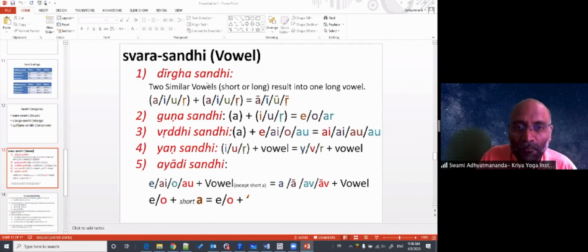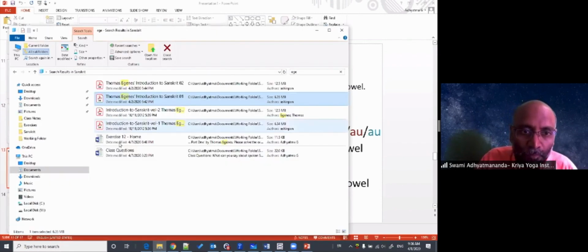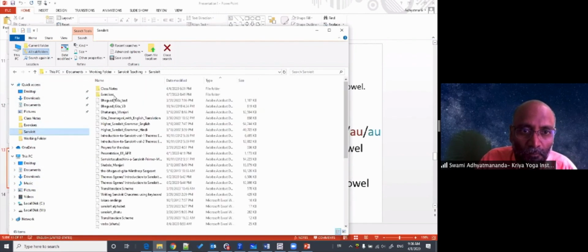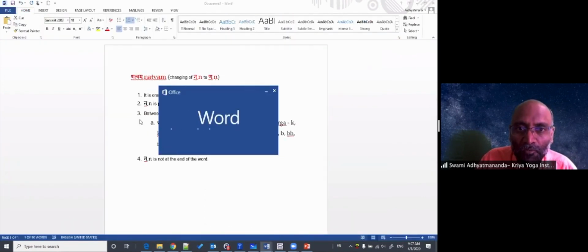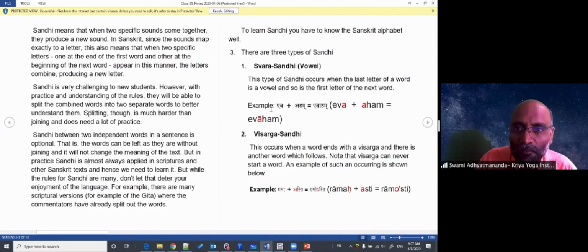Dirgha sandhi. Dirgha sandhi is when two similar vowels, short or long, come together, it results into the long vowel. So what does it mean? I'll also pull up the document which we prepared and put up on our shared drive. I would definitely refer you to these class notes. You can check these class notes and you will find them quite useful.